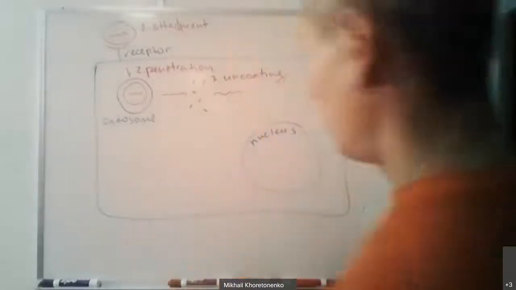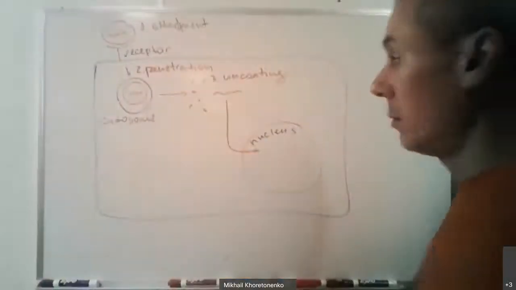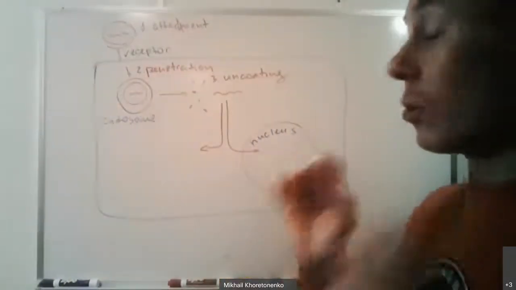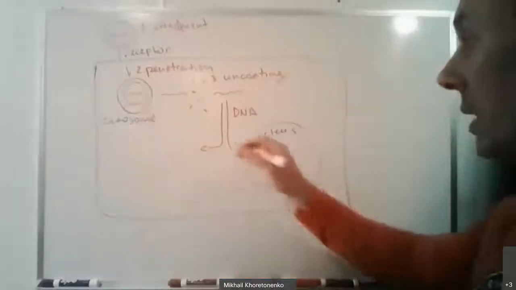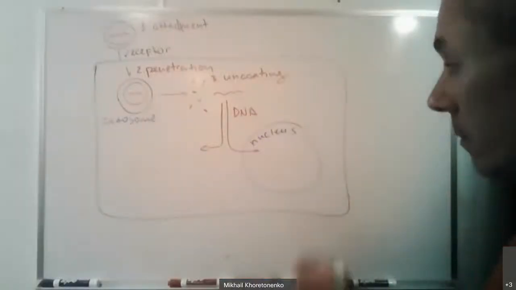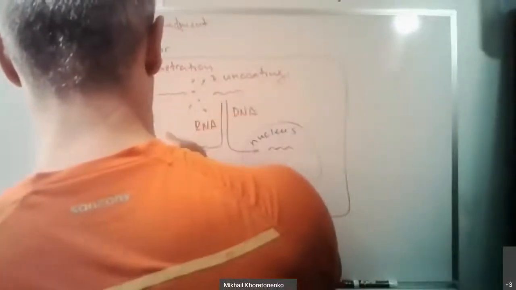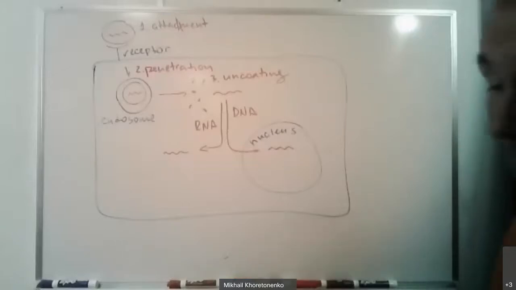So once the genome is released, there are two ways. The genome can end up in the nucleus, or it can stay in the cytoplasm. Usually, and I don't know how to stress it enough, usually for DNA viruses, the genomes end up in the nucleus. For RNA viruses, the genomes remain in the cytoplasm. Okay?